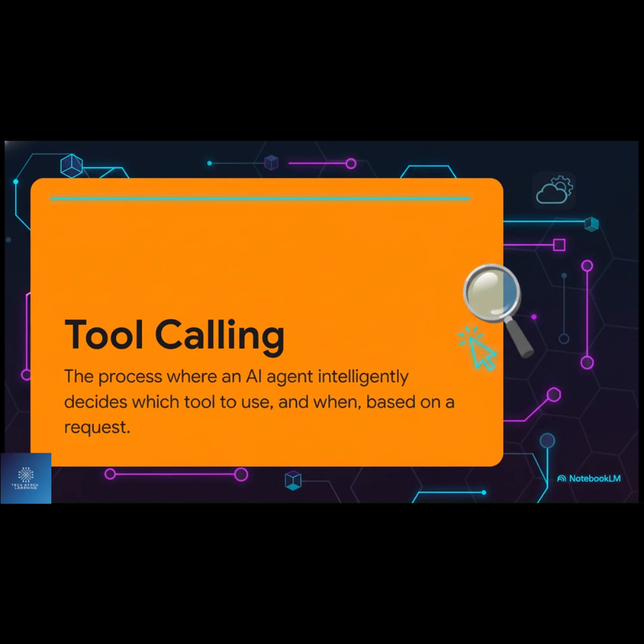So this process is called tool calling. It's this intelligent decision-making step where the AI looks at your request and thinks, what do I need to answer this? For instance, if you ask, what's the weather like in Bangalore? The agent reasons, okay, that's not in my memory banks. This requires live data, and it decides to use the weather tool instead of just making something up.